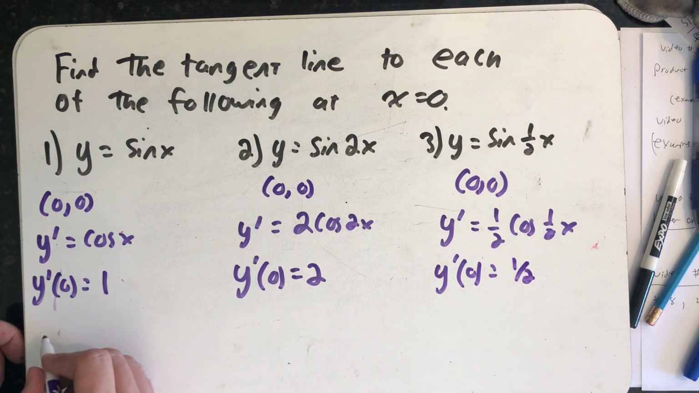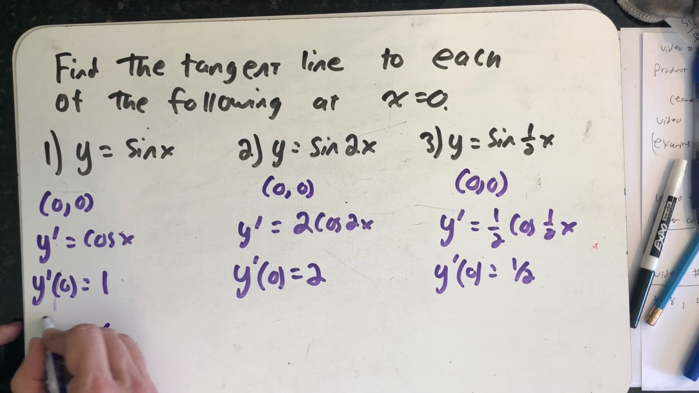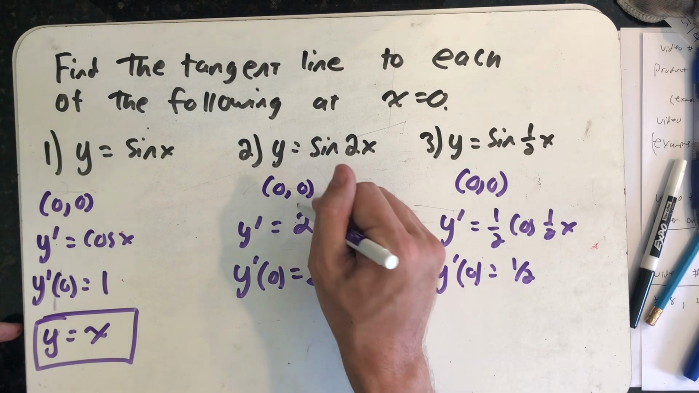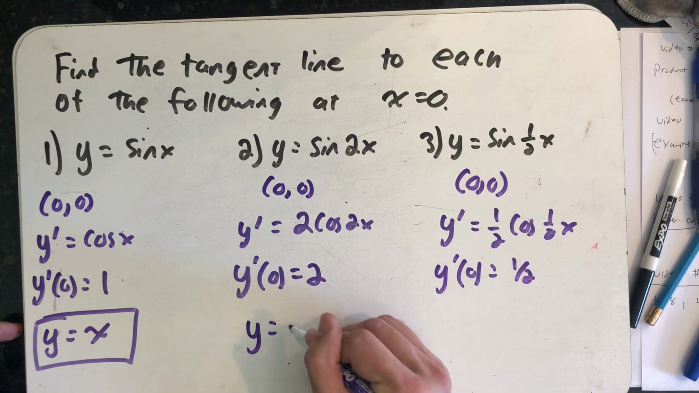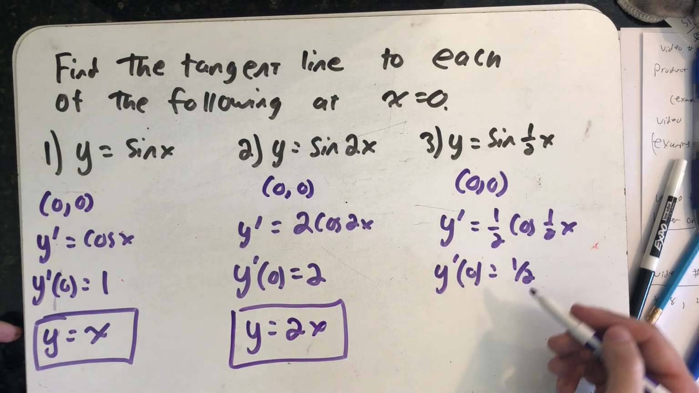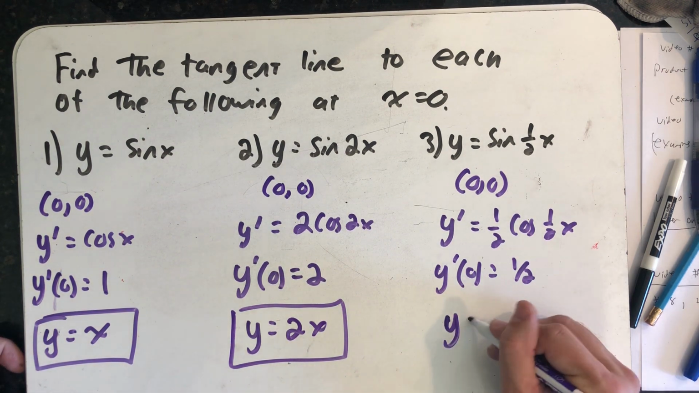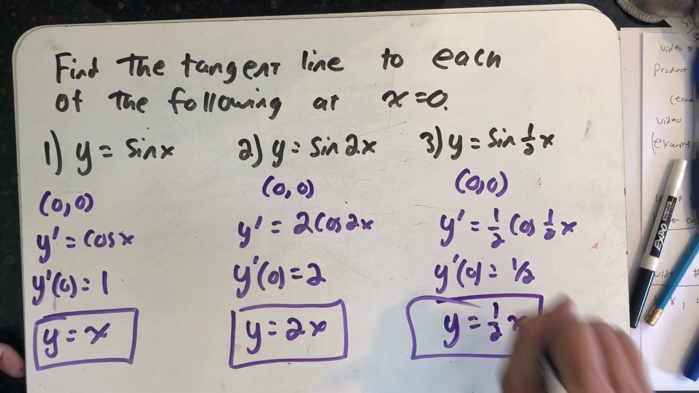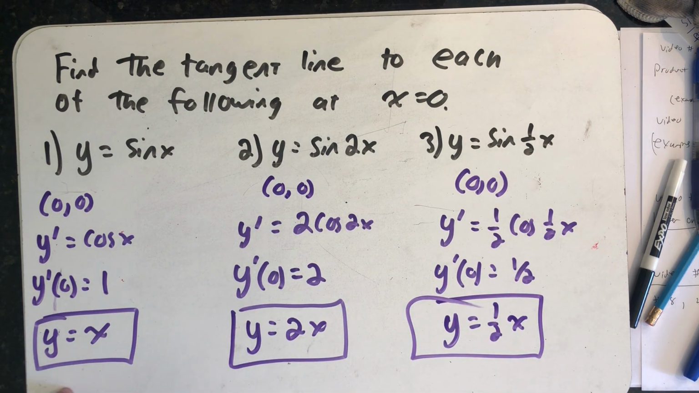So let's see, I have a slope of 1 and a y-intercept of the origin, so that's just going to be y equals x is my tangent line. Here I have a slope of 2 and a y-intercept of 0, so y equals 2x. The slope's 1/2, the y-intercept is 0, so y equals mx plus b, 1/2 x plus 0. There's my tangent line.